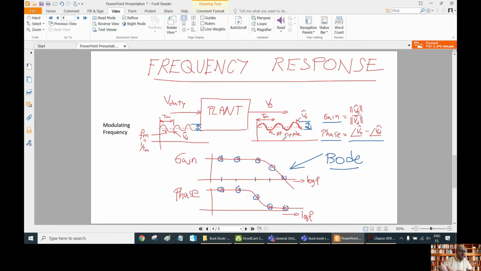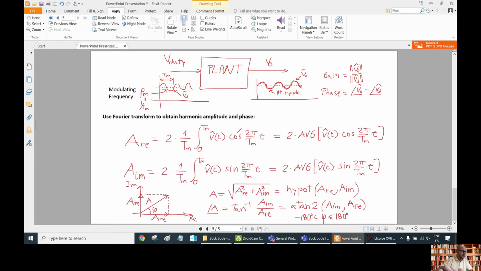The question here is how to measure accurately the peak-to-peak amplitude and also the phase of the AC signal at the output. Okay, we could do this point by point using the cursors and so on, but this would be painful and it will take a lot of time. So what is the solution to implement this quickly?